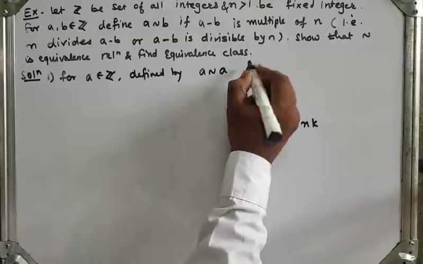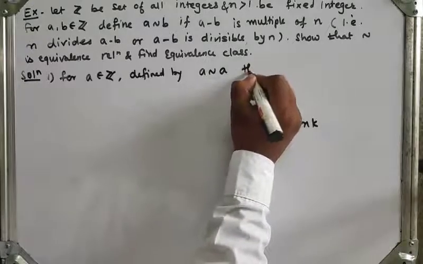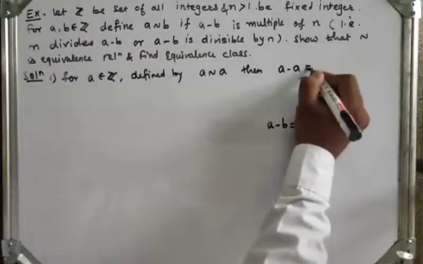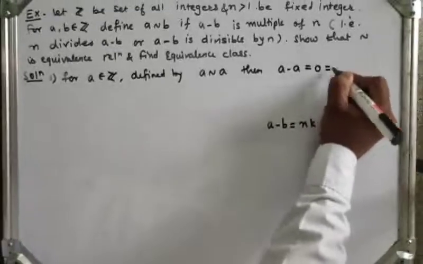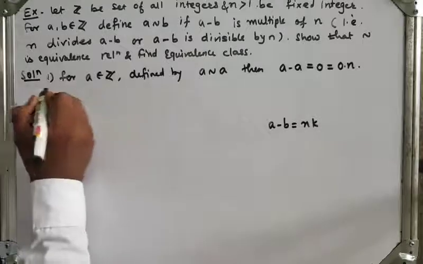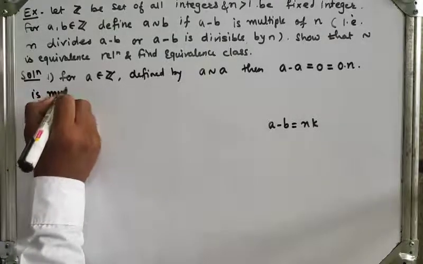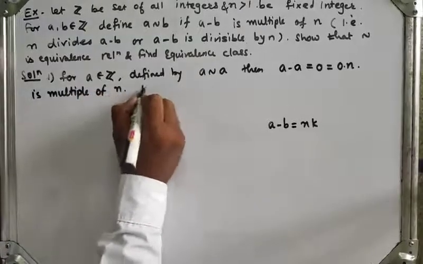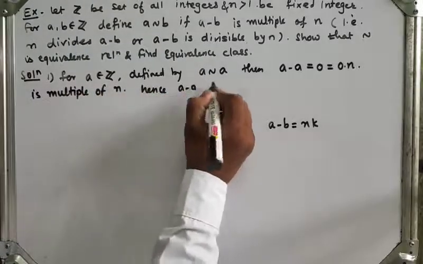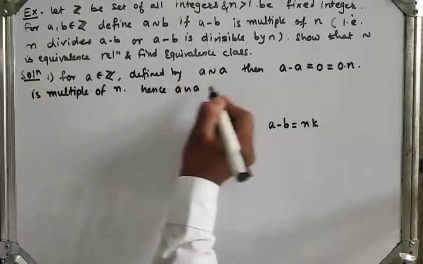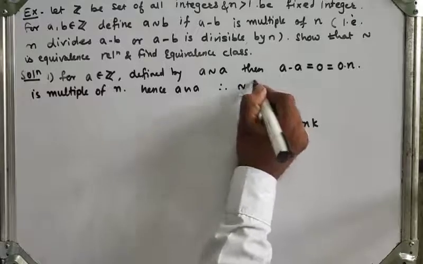So a equivalent to a, what will I get? Then a tilde b means a minus b. So a equivalent to a is a minus a, which is equal to 0, and 0 can be written as a multiple of n, so 0 into n. So it is a multiple of n, hence a minus a, so a is equivalent to a. Therefore tilde is reflexive.